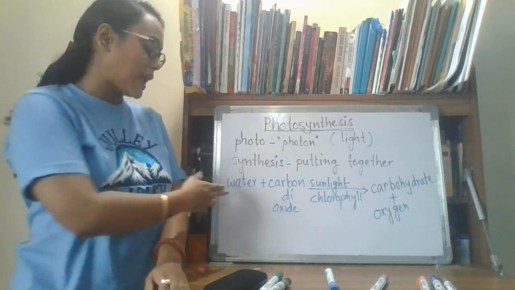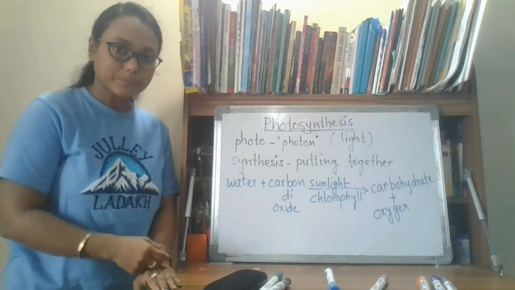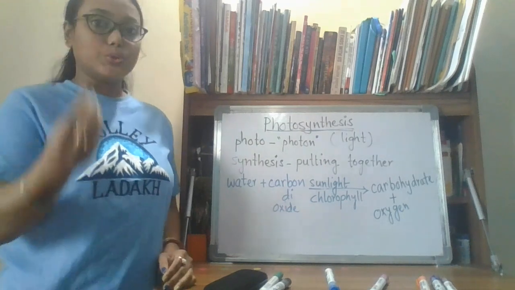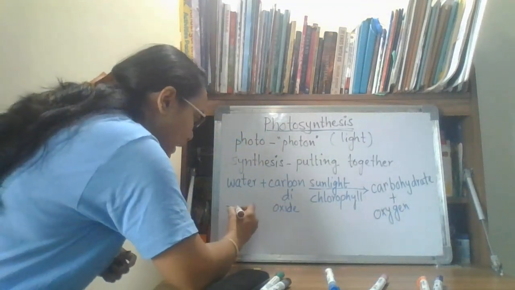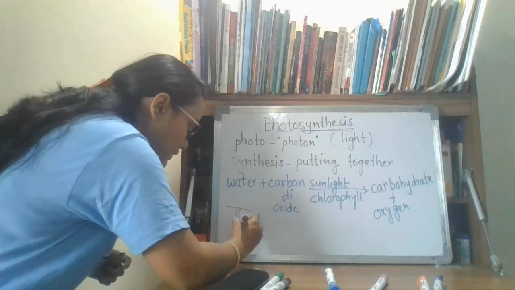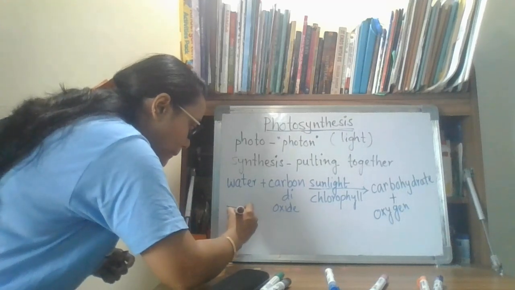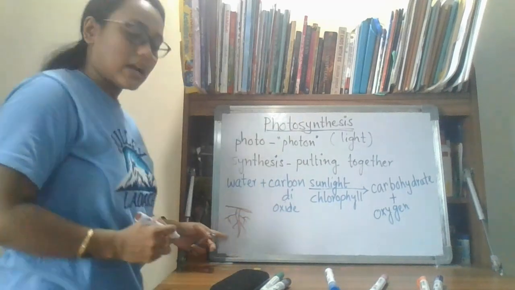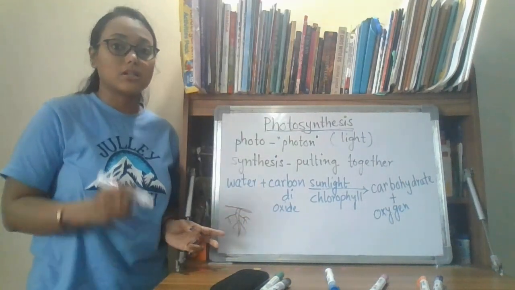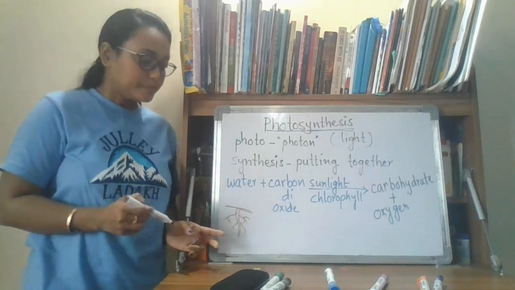Now, how do the plants get water and minerals? The plants have roots, and we know there are different kinds of roots. That is another topic. Here I am showing you the tap root. With this, the plant absorbs the water and minerals from the soil.